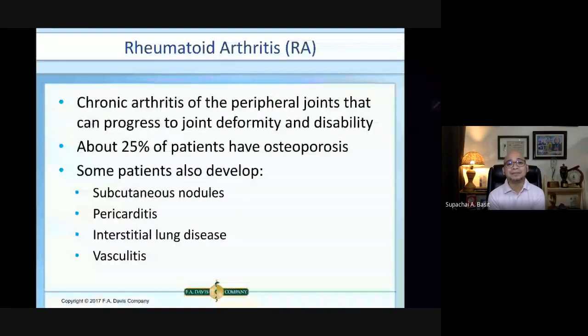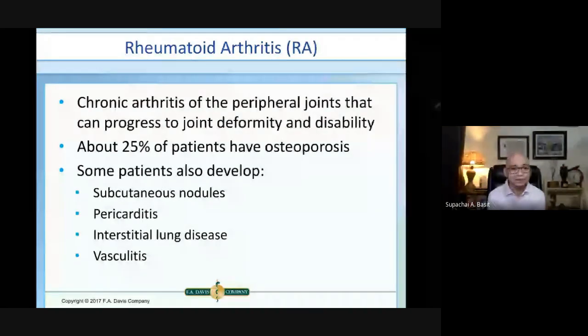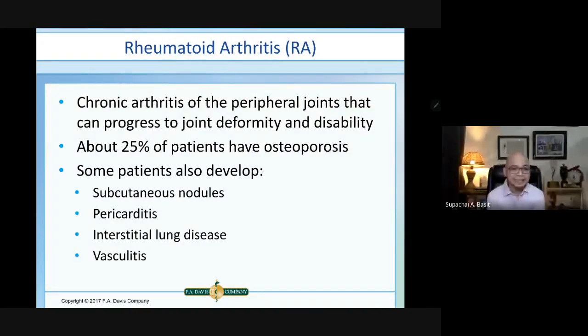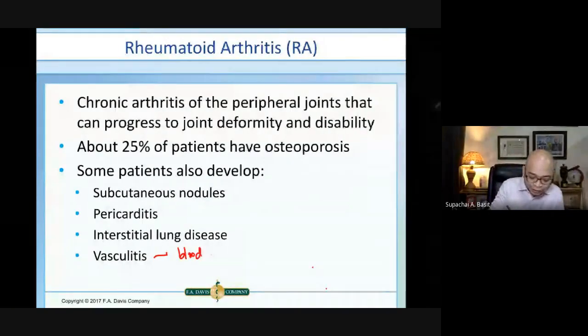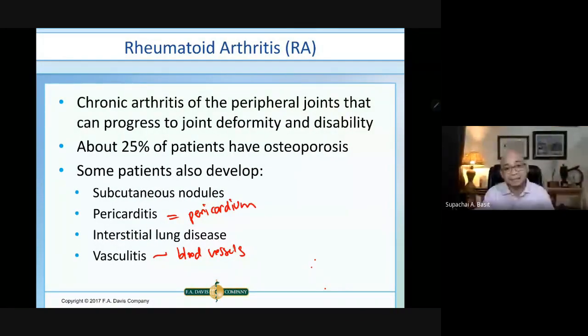Unfortunately, 25% of patients have actually developed osteoporosis. And some patients would even develop subcutaneous nodules, pericarditis, interstitial lung disease, and even vasculitis. Vasculitis is the inflammation of the blood vessels. This one is the inflammation of the pericardium of the heart.